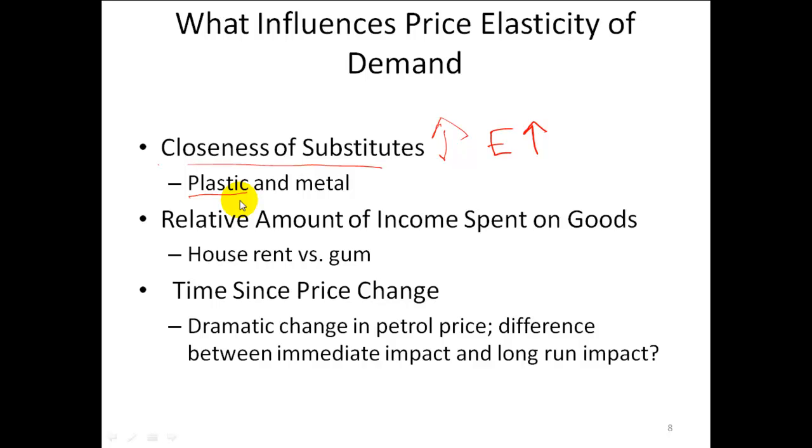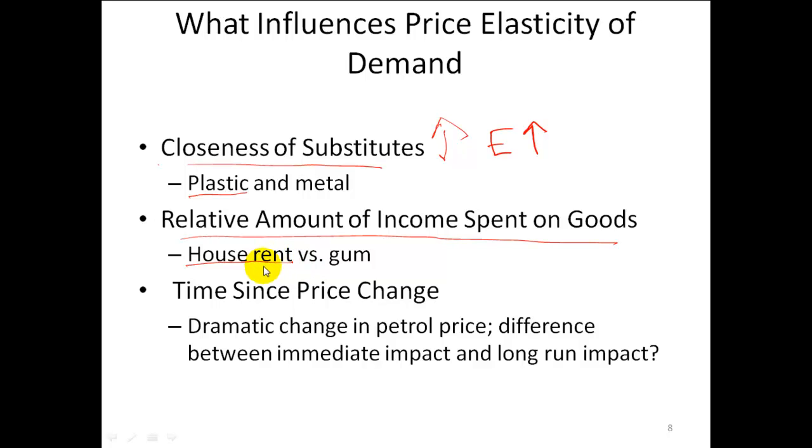The next point is how much that elasticity also depends on the relative amount of income that you spend on goods. So this again is best understood through an example. Let's say we take the example first of house rent. A significant percentage of your income is spent on house rent.